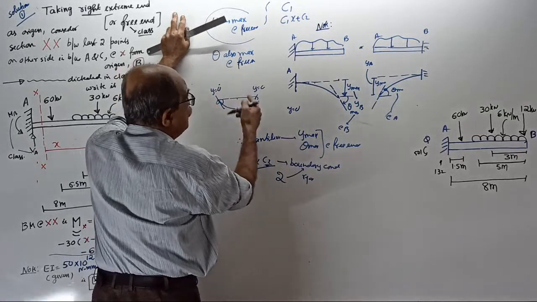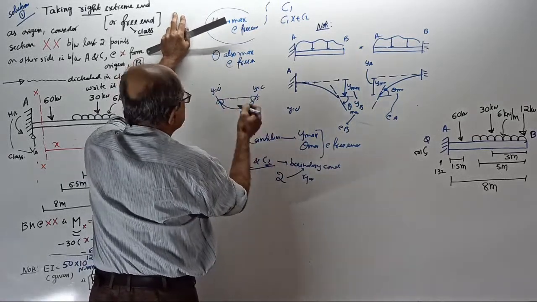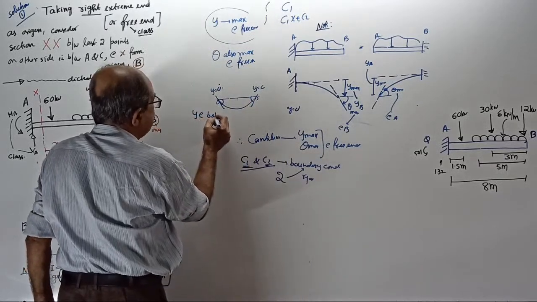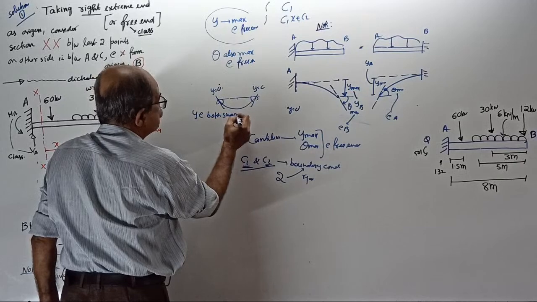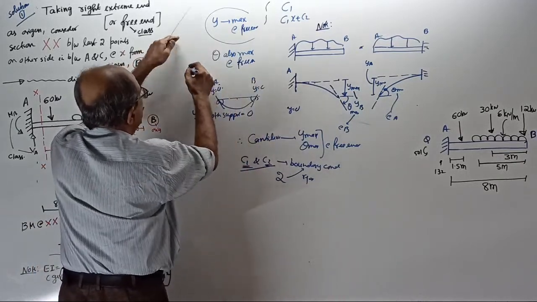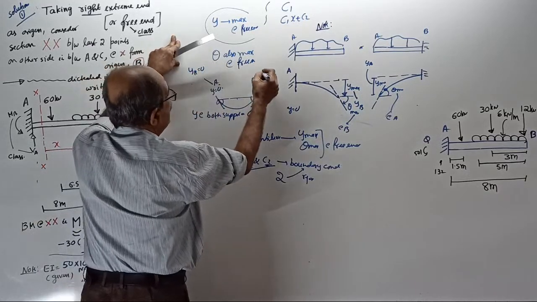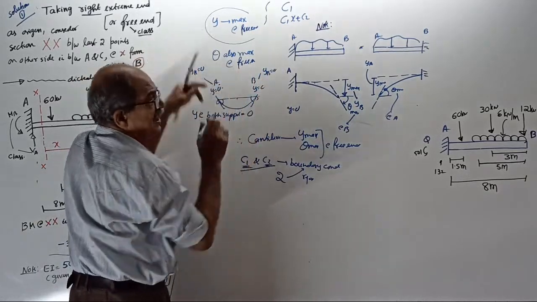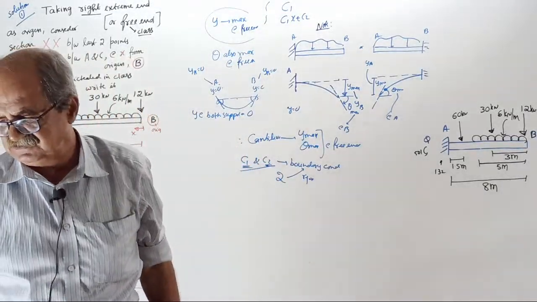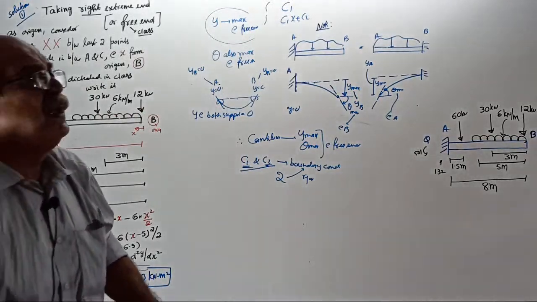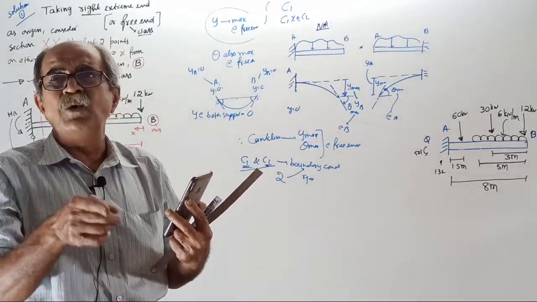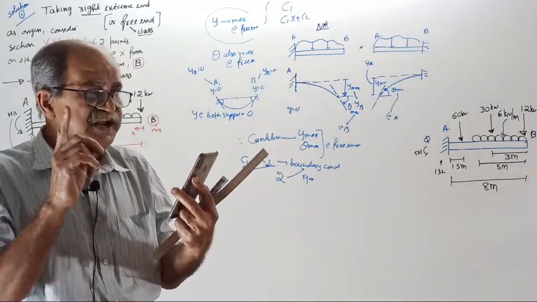In a simply supported beam, or with overhang, the conditions are at the support, Y at both supports equal to 0. So, if I call this AB, you can tell deflection at A equal to 0, deflection at B equal to 0. Clear or not? Your both boundary conditions are deflection conditions. In a simply supported beam or simply supported beam with overhang, both boundary conditions are deflection conditions.